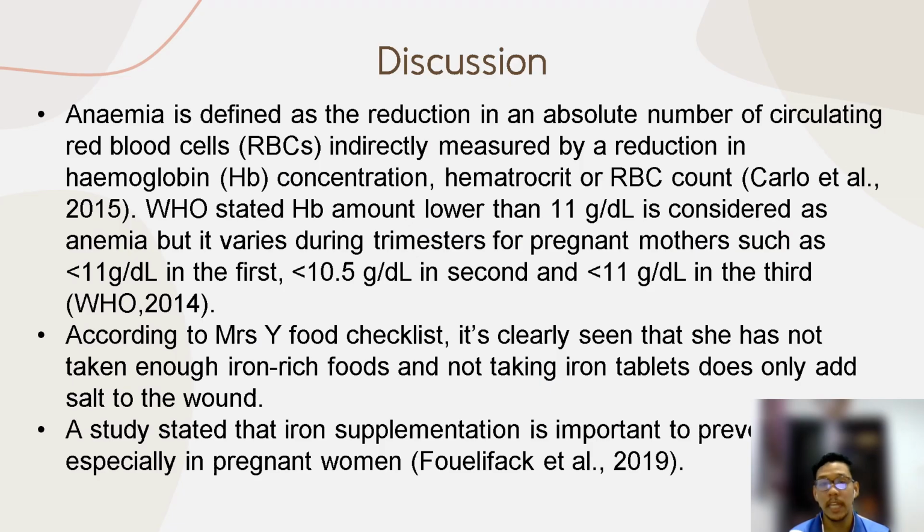As for the discussion, anemia is defined as a reduction in an absolute number of circulating red blood cells, or RBCs, indirectly measured by a reduction in hemoglobin concentration, hematocrit or RBC count, based on Carlo et al. 2015. WHO stated Hb amount lower than 11 g per dl is considered as anemia, but it varies during trimesters for pregnant mothers, such as less than 11 g per dl in the first, less than 10.5 g per dl in the second, and less than 11 g per dl in the third trimester, according to WHO in 2014.